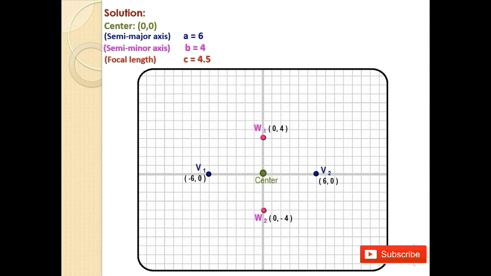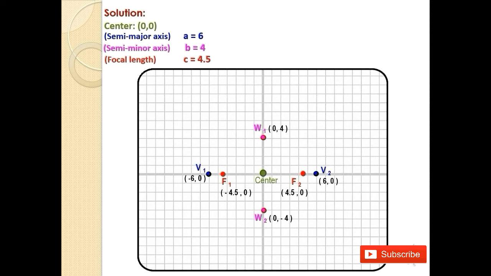Now, please take note that the location of our foci is always in line with the vertices. Since the vertices are located in the left and right of our center, we will locate our foci also in the left and right of our center. So from the center, we will count 4.5 units. 1, 2, 3, 4, plus 0.5. Our first focus, therefore, is at point negative 4.5 and 0. Let us locate the other focus. 1, 2, 3, 4, plus 0.5. There you have it. Our second focus is at point positive 4.5 and 0.